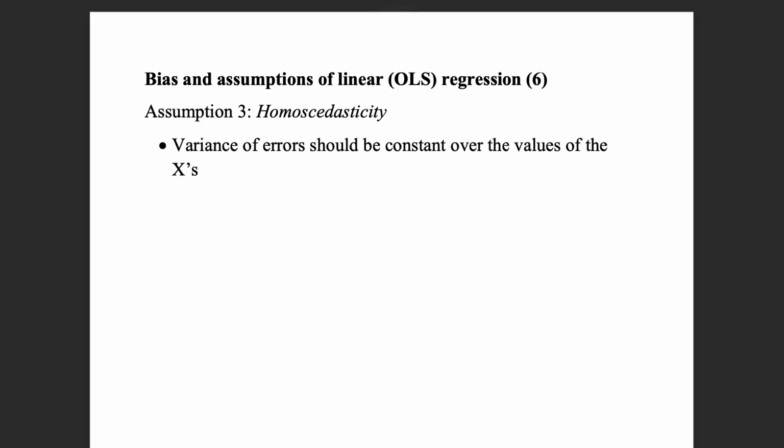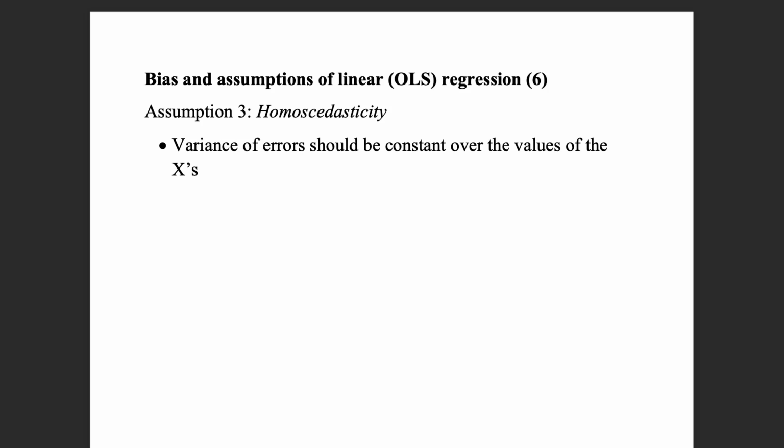So when we talk about homoscedasticity, great word, but basically it's just a fancy word meaning the same variance. Homo for same, and scedasticity standing for variation or variance. So in other words, what is the assumption of homoscedasticity? It is the assumption that the variance of our errors is constant over the values of our x variables.